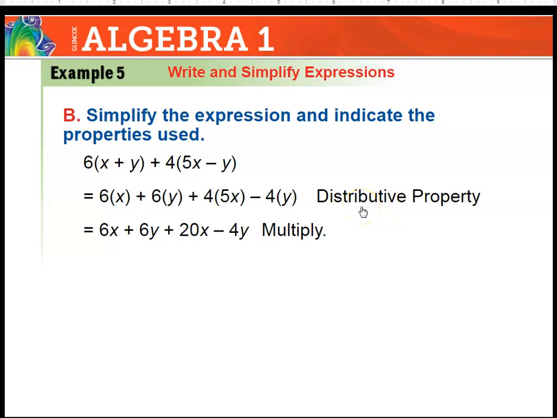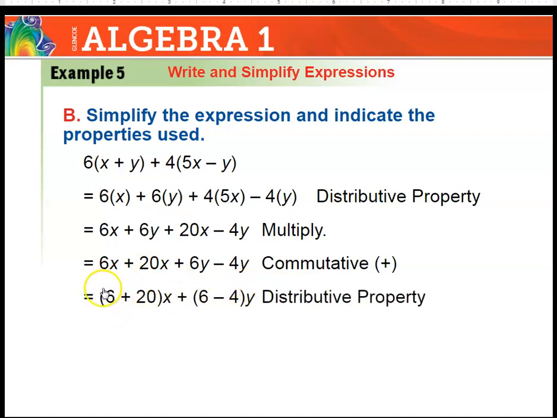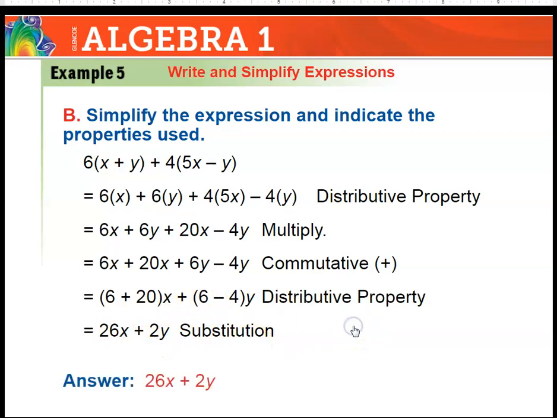Okay, we multiplied. Now it's time to combine like terms. Well, I see a 6x and a 20x, a 6y and a negative 4y. Rearranging things here, putting the x's together and the y's together, being careful of my signs. The distributive property lets me group the 6 and the 20 together and the 6 minus 4 together. 6 plus 20 is 26x. 6 minus 4 is 2y, substitution. And so there you go. Final answer. Hope you got all that.